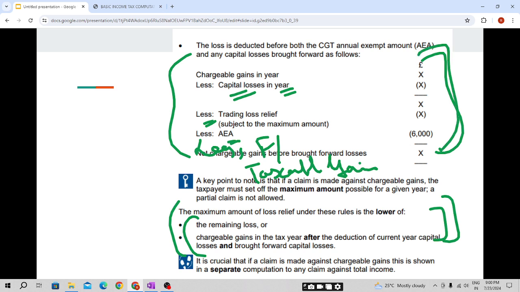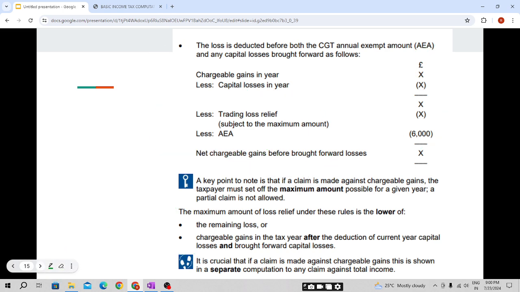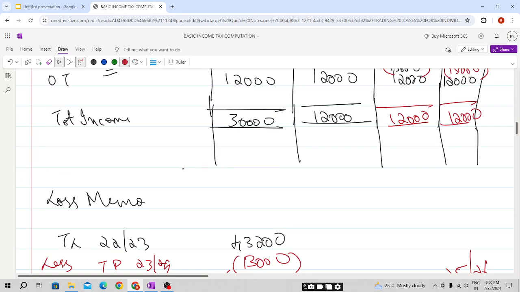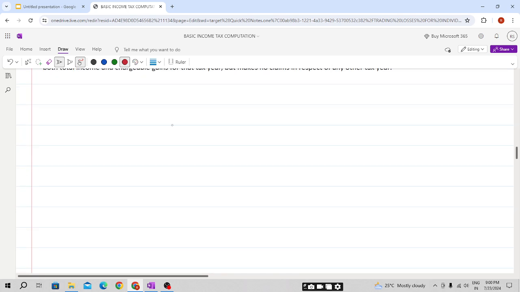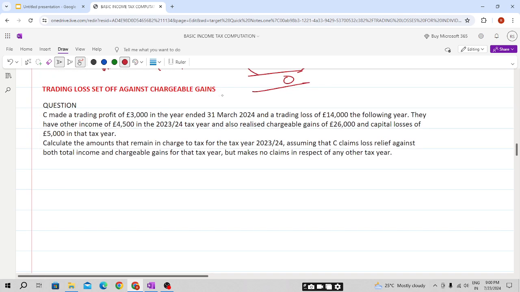This is the format. As we have a format for income tax, we have this format for CGT also. I hope this is clear, students. Now we will see the question so that we have a better understanding. Trading losses against chargeable gains.